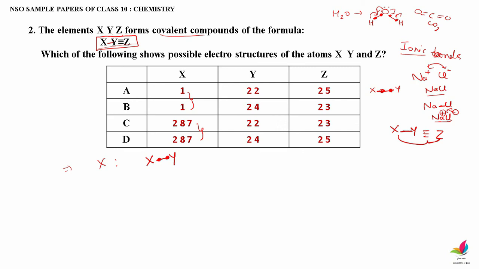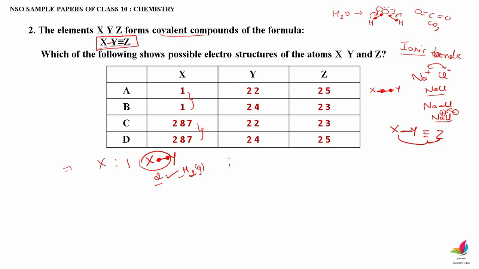Suppose X has configuration 1. What happens then? It will obviously share that one electron with Y. So the total number of electrons after sharing will become how much? 2. Obviously 2 is a stable configuration because it is similar to the configuration of H2, hydrogen gas. It's a stable gas, that's why it is stable.